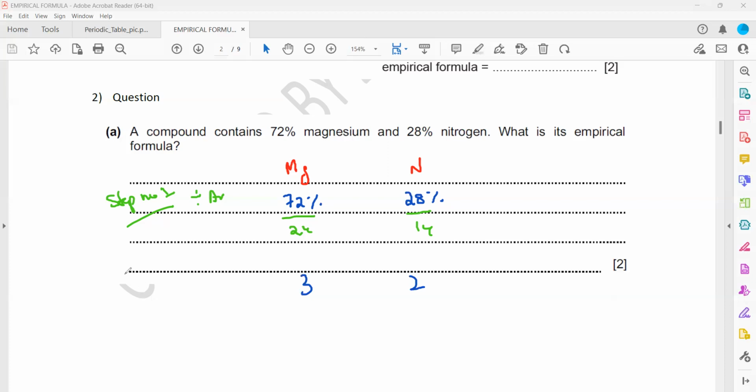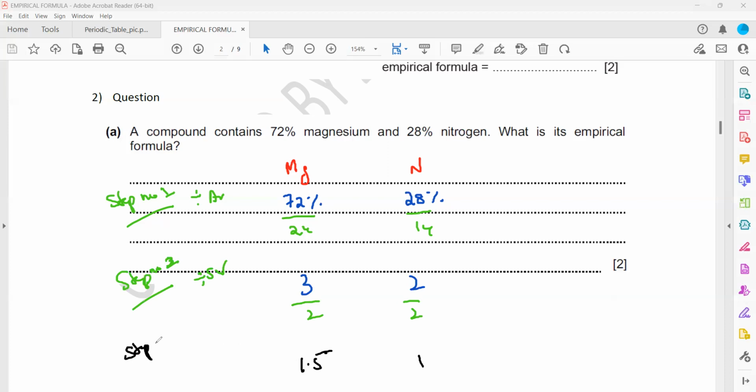Step 2 is divide by the smallest value in the combination. Divide by the smallest value in the combination, that is 2. So we divide this by 2, this by 2. So this will make 1.5 and this will be 1.